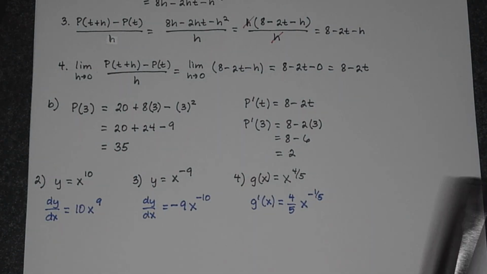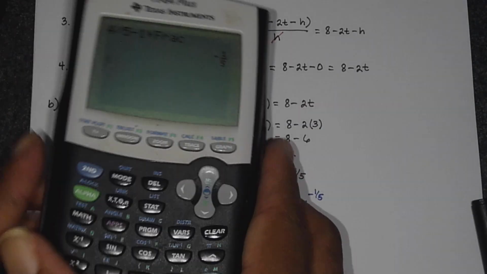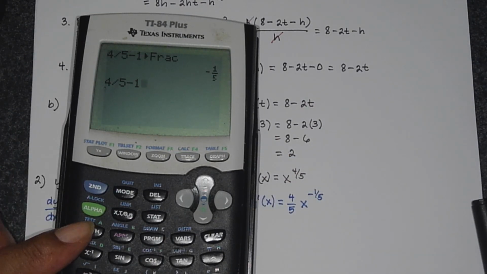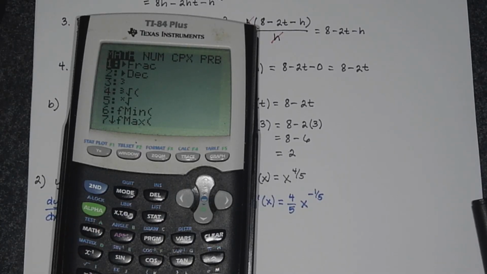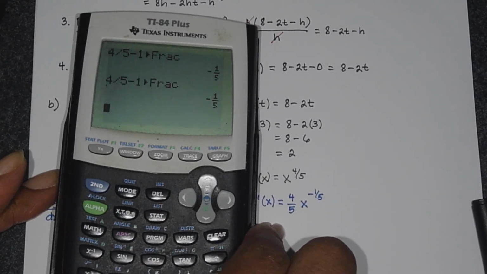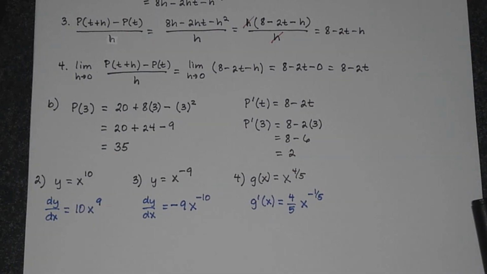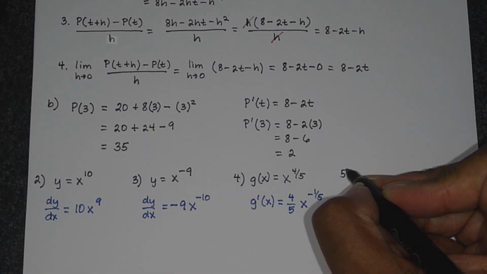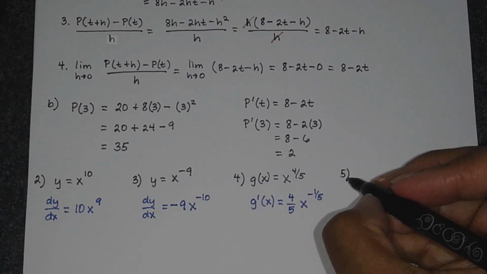How do you get the fraction again? I'm sorry. Is it 4 divided by 5 minus 1? Math key, okay, number 1. Any other questions? All right, number 5.